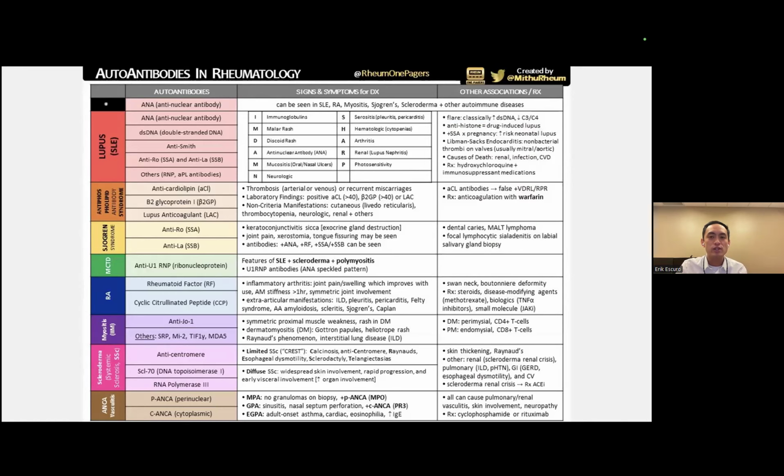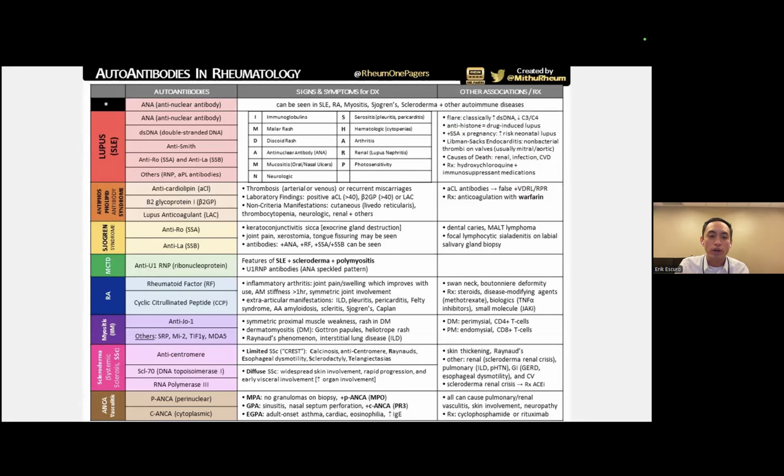It's a little bit of a busy slide. This was made by a friend of mine from college. He's now a rheumatologist at Duke. But he makes these nice one pagers that give us a lot of information. Taking a look at the top left, lupus, we have very specific antibodies for lupus, the double-stranded DNA antibody, the anti-Smith antibody, and sometimes even some of the antibodies from other diseases, like the Sjogren's antibodies, the SSA and the SSB antibodies.